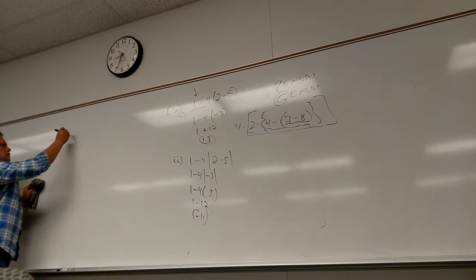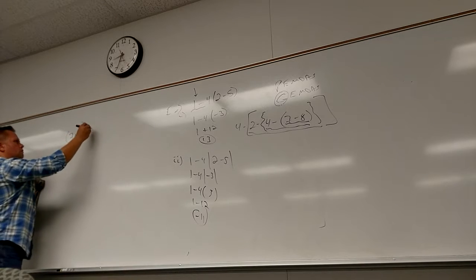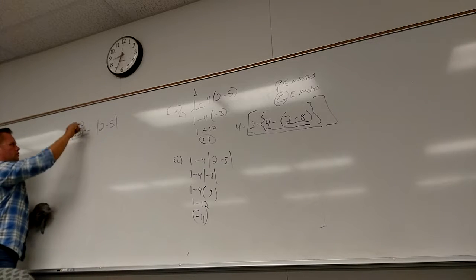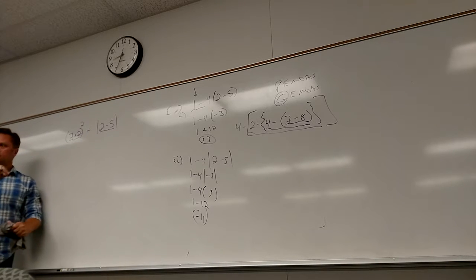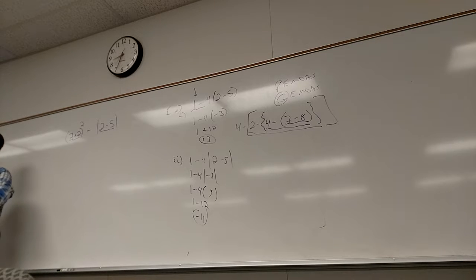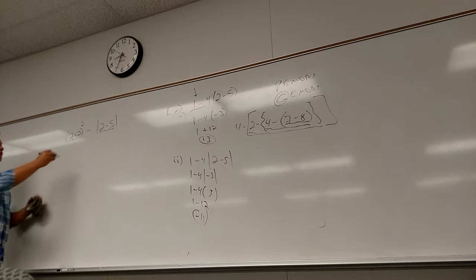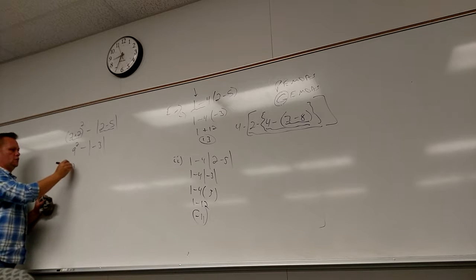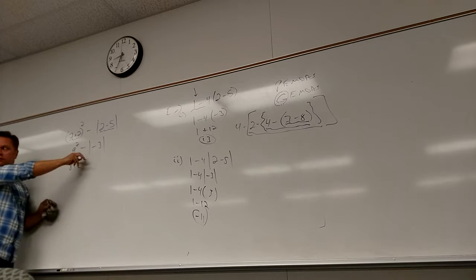So if I had like 7 plus 2 squared minus the absolute value of 2 minus 5, you do the inside here, and then square. You do the inside here, and then absolute value. Recall that absolute value is in the same place as parentheses. It's just got that one last thing: once you do the inside, you make it positive if it isn't. So for the absolute value, you have negative 3. So this is 81 minus, what's the absolute value of negative 3? 3.